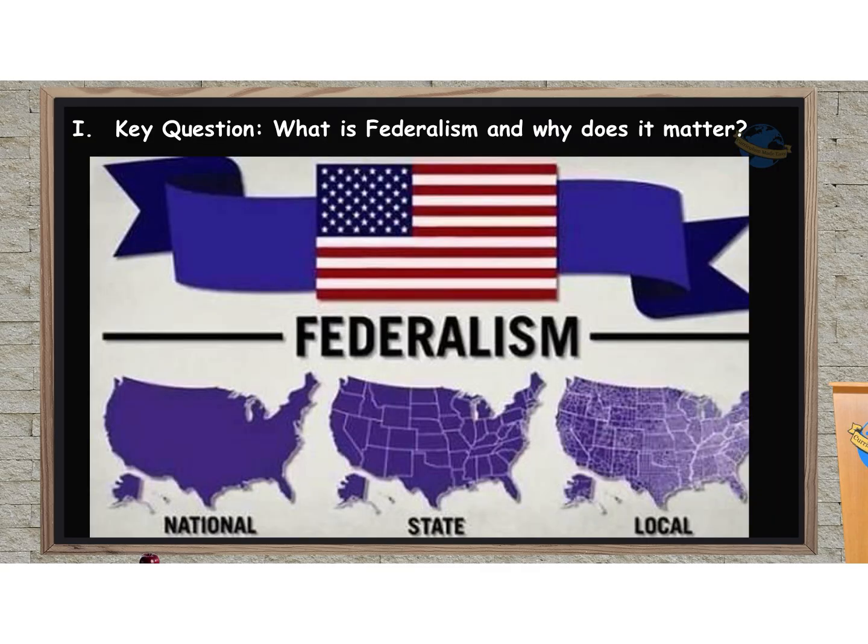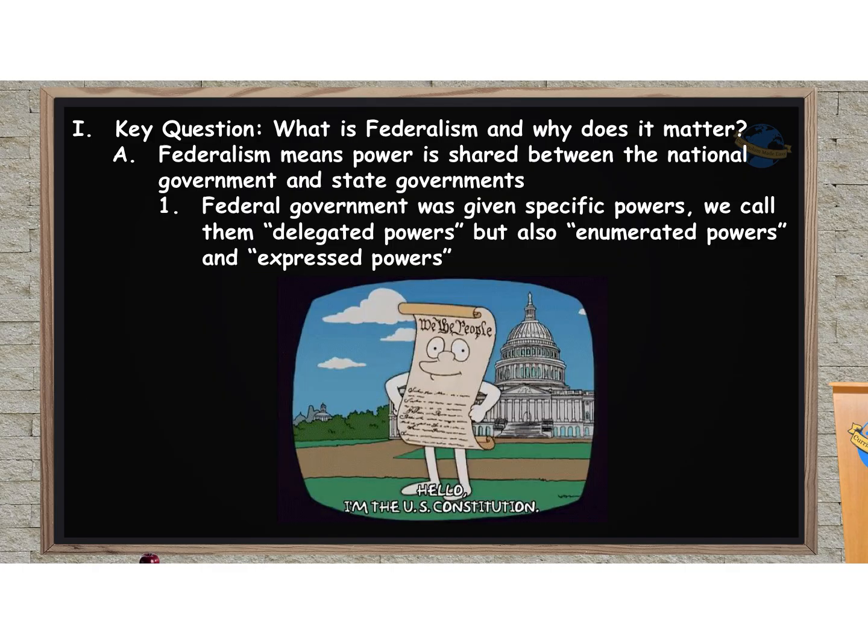So by now you probably know what federalism is, or hopefully you do from all of our previous lessons, but I want to take a deeper dive into what federalism is and why it matters in the first place. You'll hopefully remember that federalism means that power is shared between the national government and the individual state governments. So the federal government was given specific powers. We call those delegated powers. Sometimes we'll call them enumerated powers or express powers, but really those three terms mean pretty much the same thing for the intended purposes of this course.